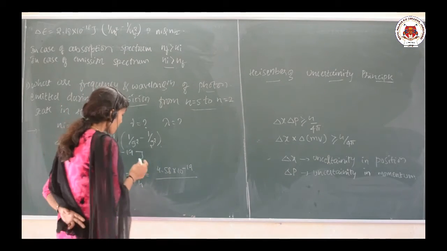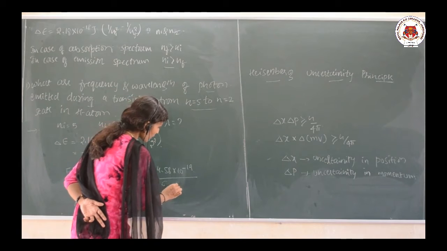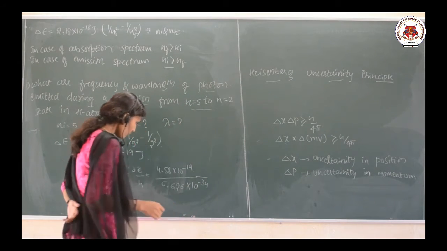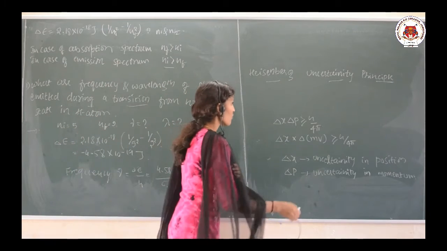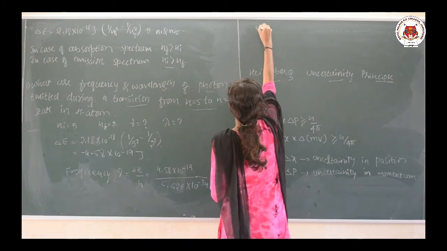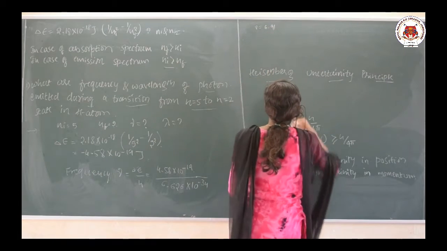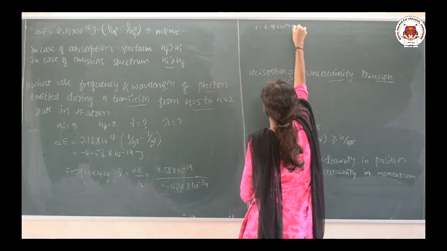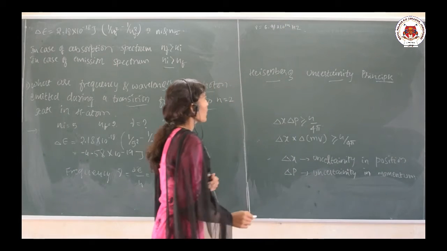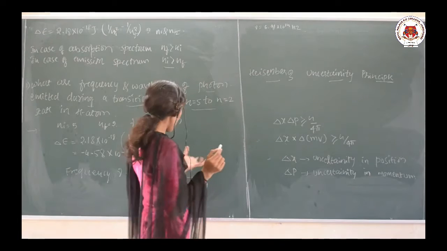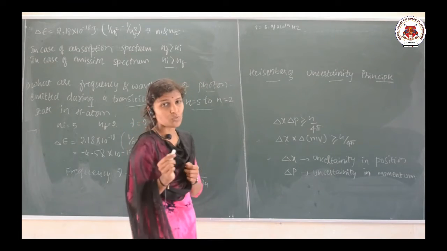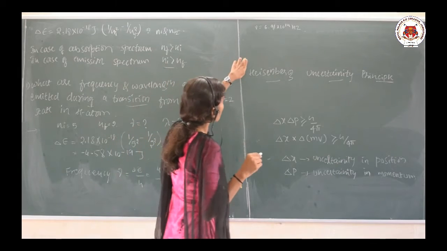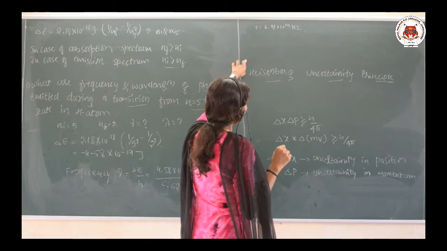So you can divide it by H value 6.626 into 10 to the power minus 34. If you simplify this, you are going to get an answer of 6.91 into 10 to the power 14 hertz. Frequency, if you calculate by substituting the values and simplify that, you are going to get the answer at around 6.91 into 10 to the power 14 hertz.